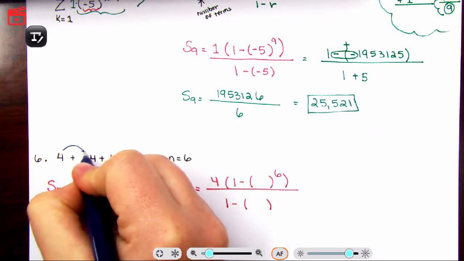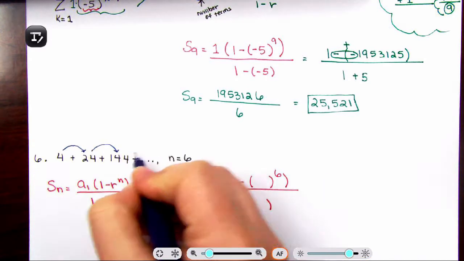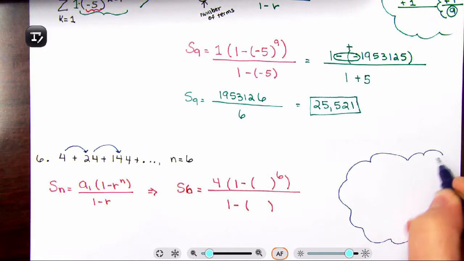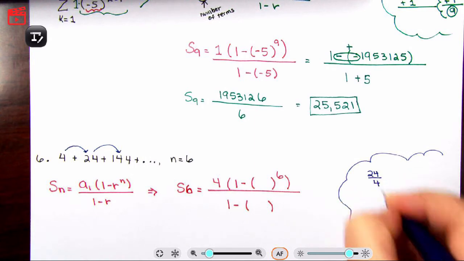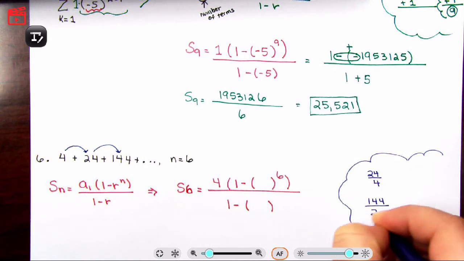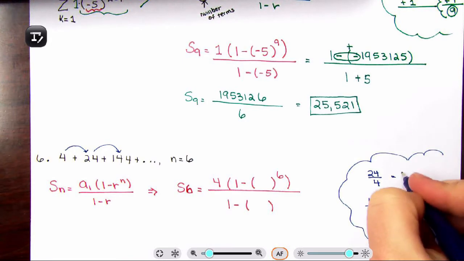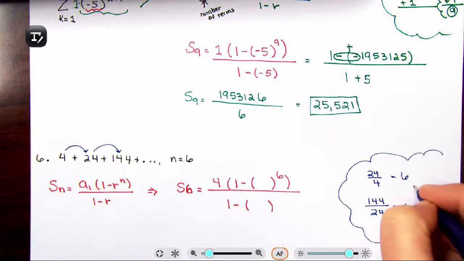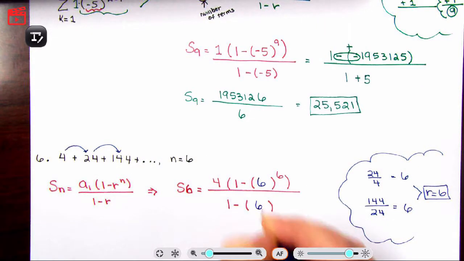So I'm doing 4 times what is 24? 24 times what is 144? And etc. So I'm going to just off to the side do division. I prefer to find my common ratio with division. So I have 24 divided by 4. I have 144 divided by 24. So 24 divided by 4, that is 6. 144 divided by 24, that is 6. So my common ratio is 6. So I'm putting 6 here and 6 here.